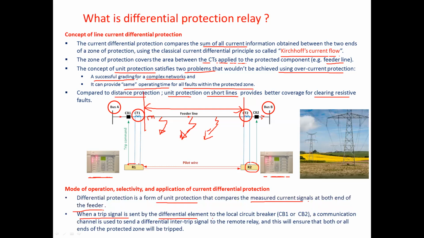Then it trips the local circuit breaker. We have the circuit breaker here, or circuit breaker 2. So for example, if this relay detects a fault, it communicates over the channel and sends a differential inter-trip signal to the remote relay. So this relay will say, okay, trip this one, send the information to that one, and trip the circuit breaker here, and isolate the faulted system, or clear the fault basically. This ensures that all the ends of this protected zone are covered.